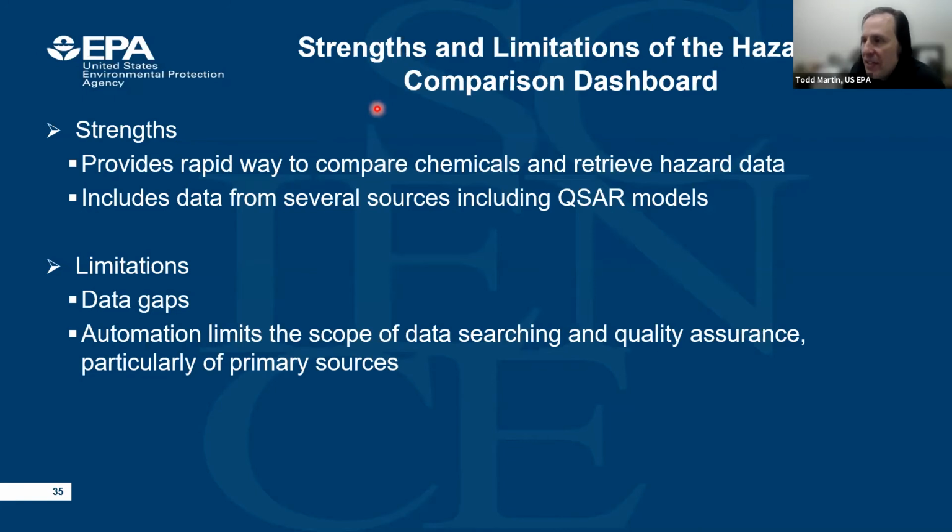Now I'd like to outline some strengths and limitations of the hazard comparison dashboard. The strength is that you can rapidly compare chemicals and retrieve hazard data. It takes a lot of work if you actually had to pull all this data for yourself from the literature, because you'd have to search one by one all those different sources. So it puts it all together in one spot. It automates the whole process of running QSAR models to fill data gaps.